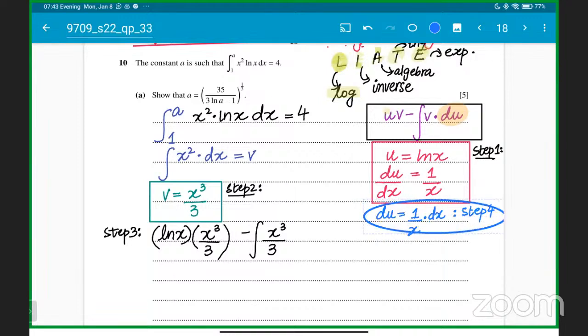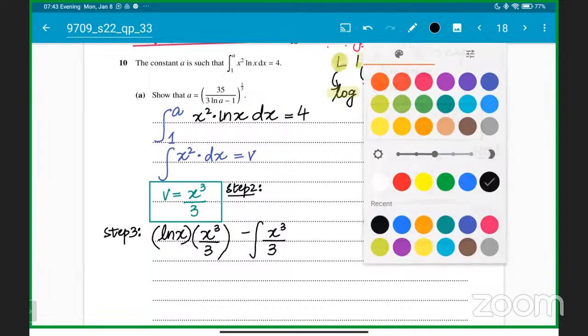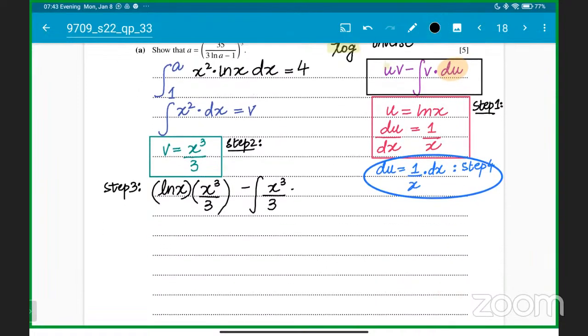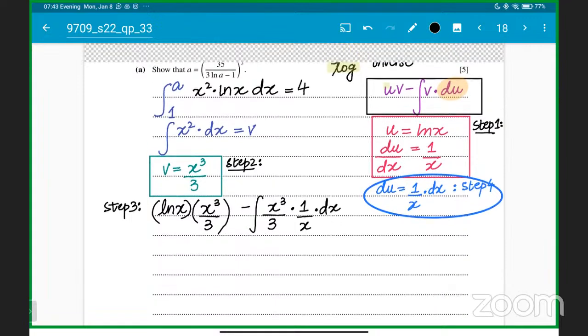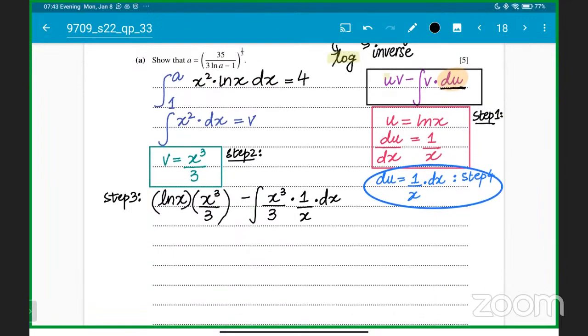Okay, step number 4 is du is equal to 1 over x times dx. So here we go, you will write it down here: 1 over x times dx, substituting instead of du. Let me know if everyone got this step.